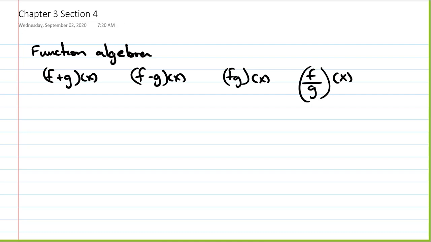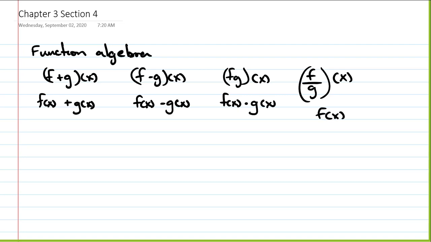And we're going to build on this idea. As we saw for function algebra, f plus g means exactly what we think it does. It means f of x plus g of x. F minus g of x means f of x take away g of x. F times g of x means we are going to multiply the two functions together. And lastly, f divided by g means that we are going to divide them.